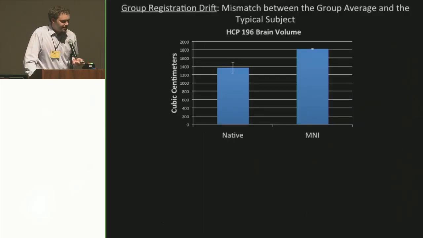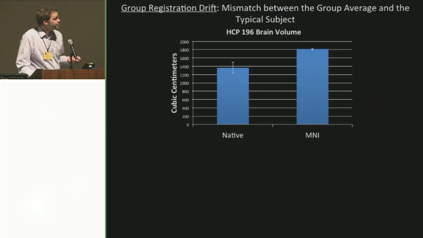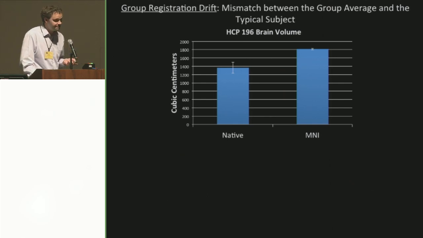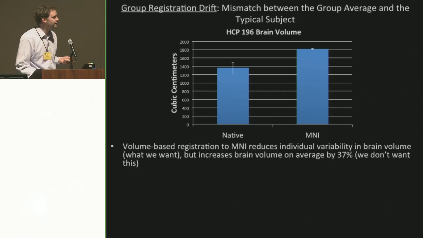Another issue we have to worry about with registration is group registration drift, and that's simply a mismatch between the group average data or the group average template and a typical individual subject. These are HCP data here, and these are just simply brain volumes as an example of where this is a particular problem. If you register brains to MNI space, one of the things you want is to reduce the variability in the brain size and shape, which we see here. The variability is being reduced.